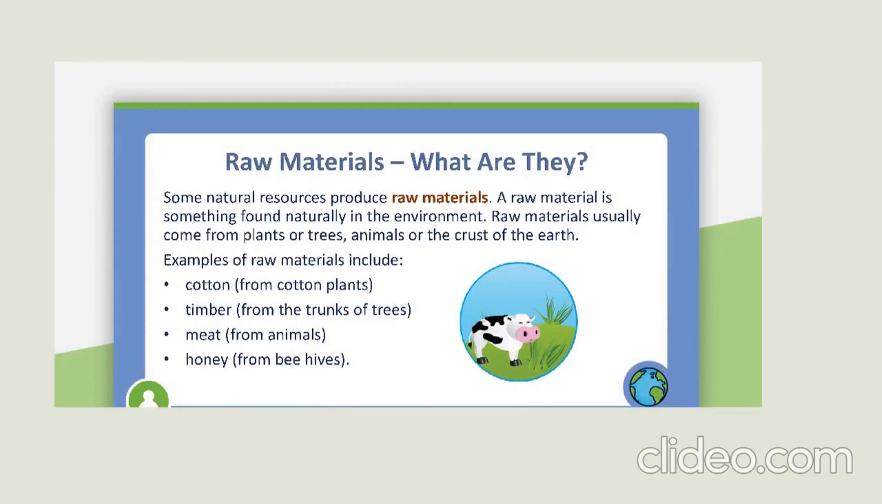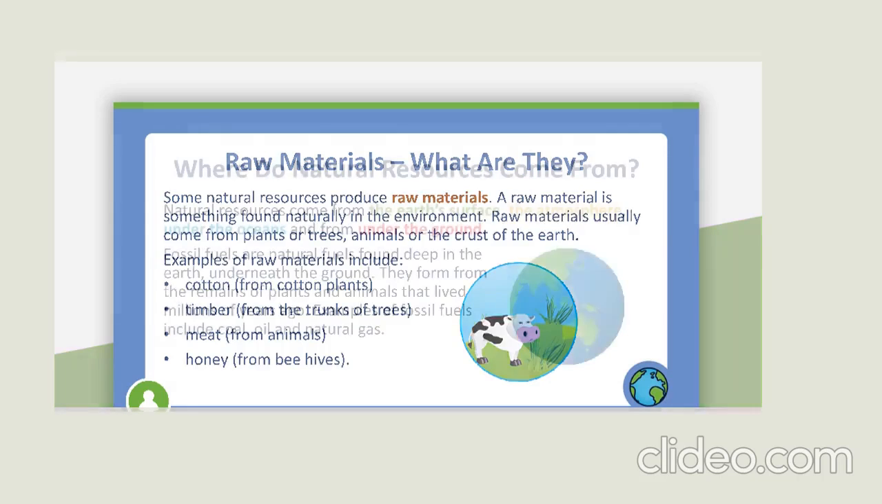So the question that arises in our mind is, what are raw materials? Raw materials are something found naturally in the environment. They usually come from plants, animals or the crust of the earth. For example, cotton comes from the plant and cotton is used to make clothes, whereas timber comes from trees and is used to make furniture and other things. And meat comes from animals that we eat, and honey comes from honeybee hives.